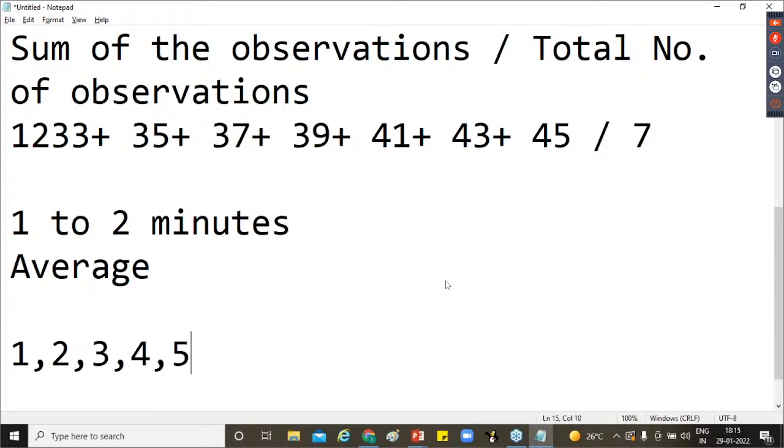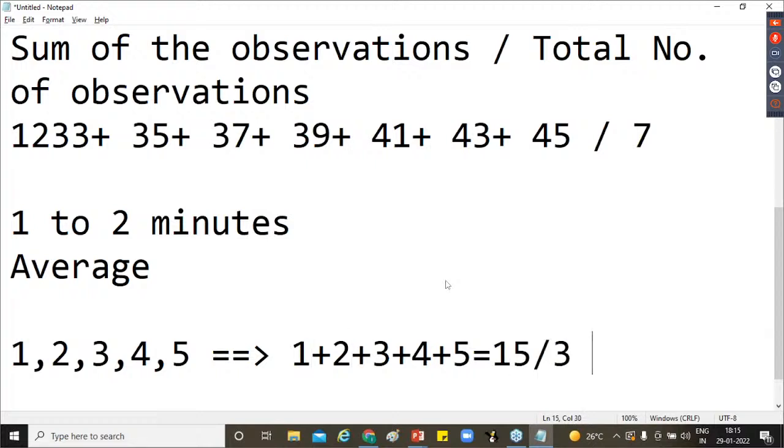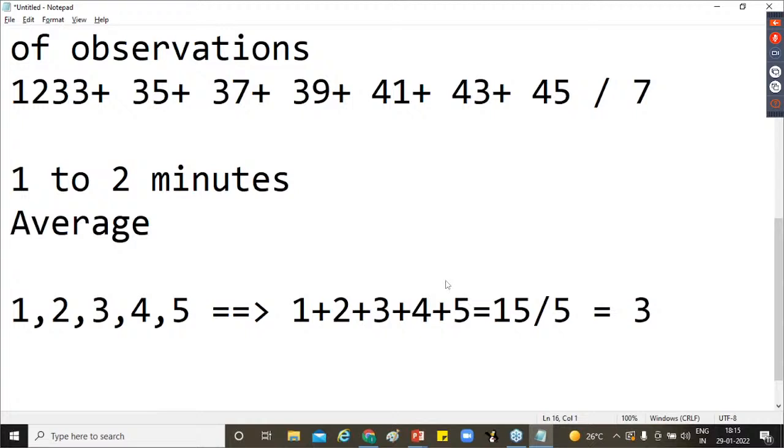1, 2, 3, 4, 5, what is the average? 1 plus 2 plus 3 plus 4 plus 5. So what is the total? 5 plus 4, 9. 9 plus 3, 12. 12 plus 2, 14. 14 plus 1, 15. 15 is the sum. The average is nothing but 15 by 5. That is equal to 3.